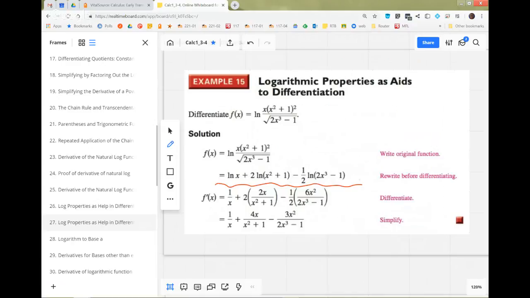So on the top, we have the log of x plus 2 times the log of x squared plus 1. Why is it plus? Because x is being multiplied by x squared plus 1. Why is it 2 times the log of x squared plus 1? Because of the log law that when you take the log of something to a power, you bring the power out in front and take it times the log of the base.